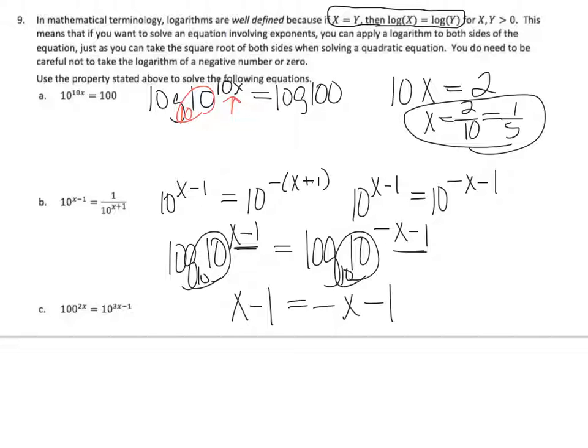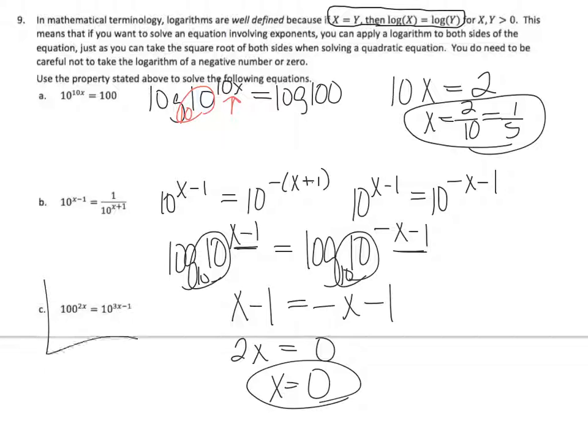Add x to both sides. Add 1 to both sides, it cancels out. So x does in fact equal 0. A little messy. Let's take this one to a new slide though.